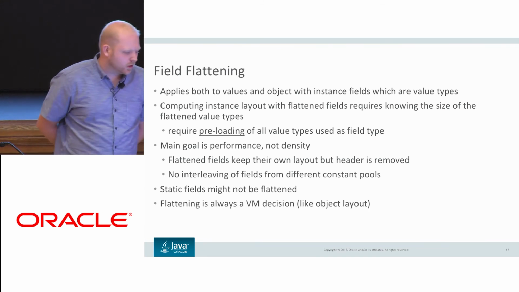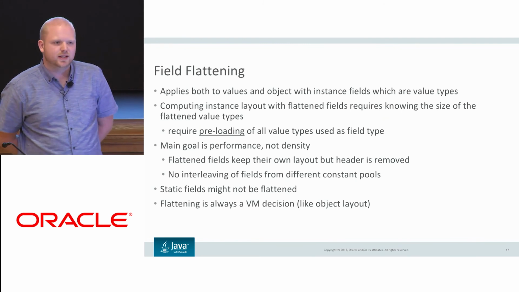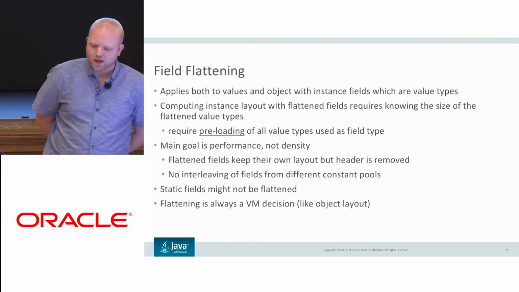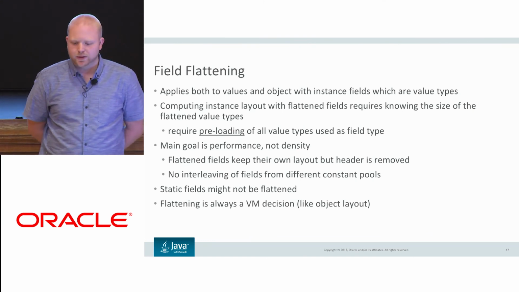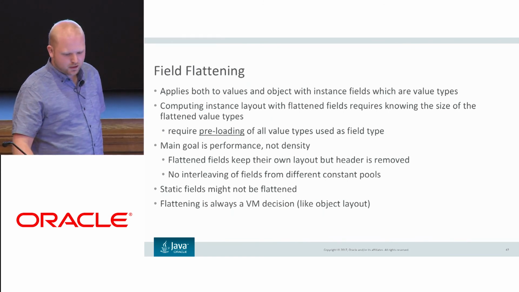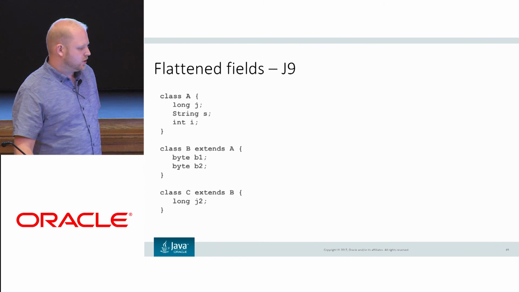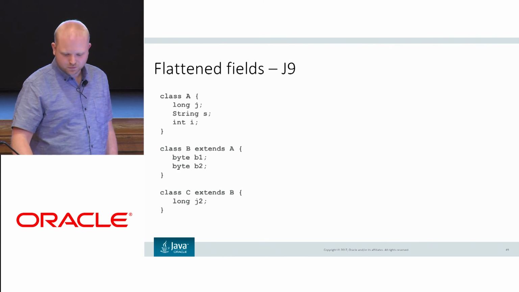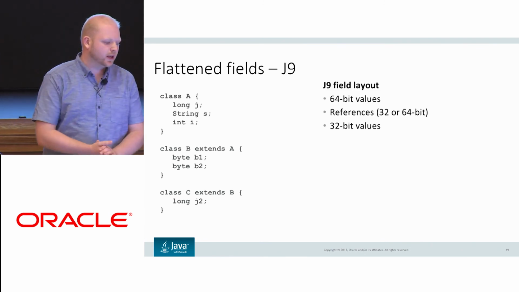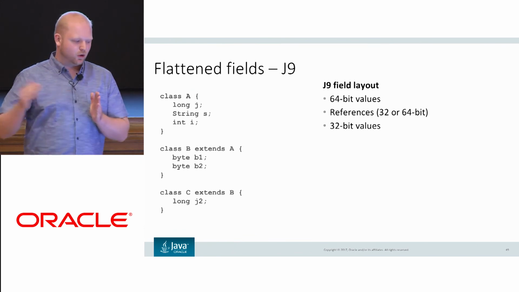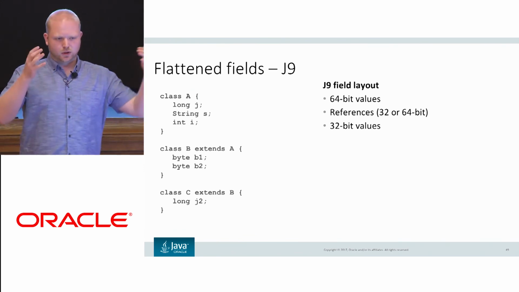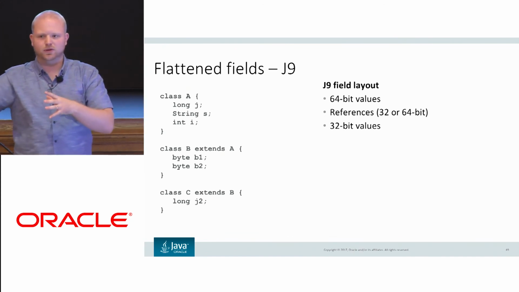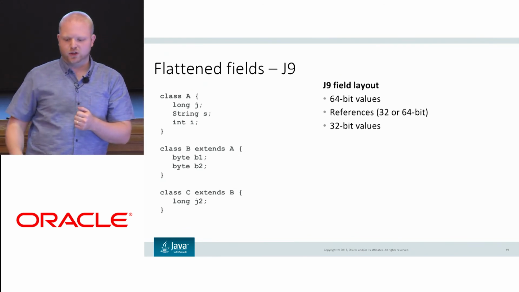As we talked about before, the specifications for MVT and also probably for full value types don't require flattened fields. It's up to the implementer whether you do it and how you do it. So let's take a quick look at the J9 approach. If we start off without any value types, with a very simple class hierarchy with a few fields in each class, J9 will do the following. It will start off with the 64-bit values, then put the references in the middle because they could be 64 or 32, and then follow that with the 32-bit values.